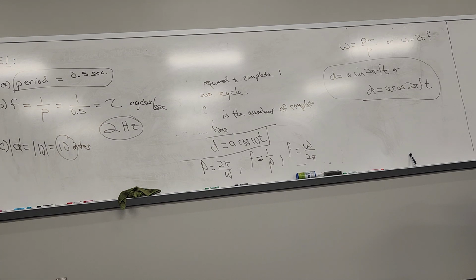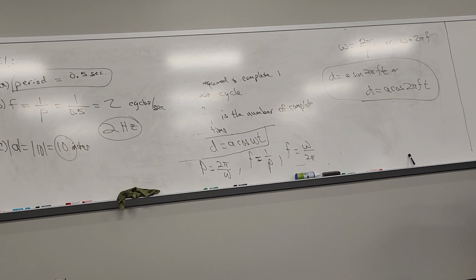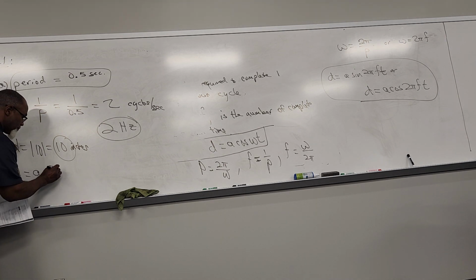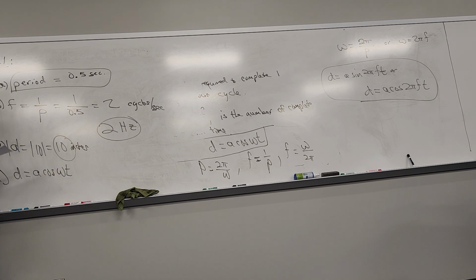And then D says write a function of the form D equals A cosine omega t to model the displacement in inches of the block as a function of time t seconds after release. All right. T seconds after release.